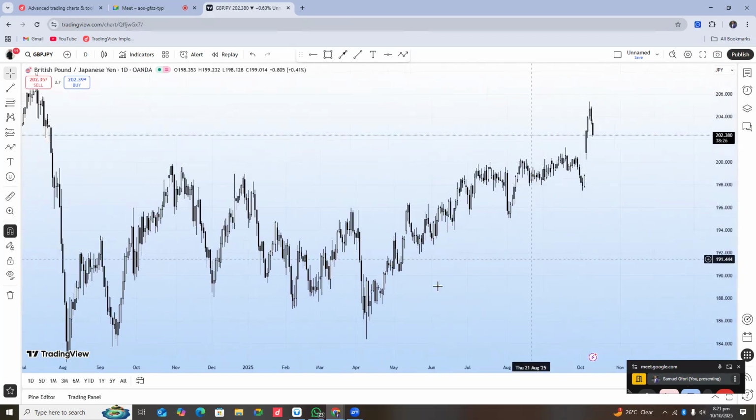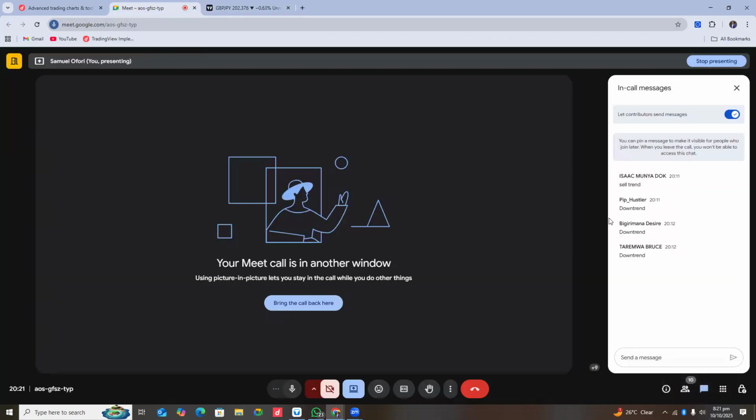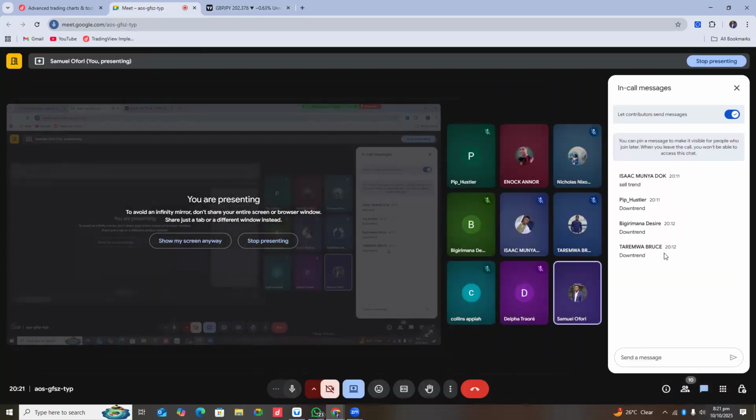So what do we see here? Under 5 seconds, we should be able to tell the trend of this market. Let's try that. What's the trend of this market? Under 5 seconds. If it takes more than 5 seconds, it means that we are either struggling with the trend or the market is not properly trending.